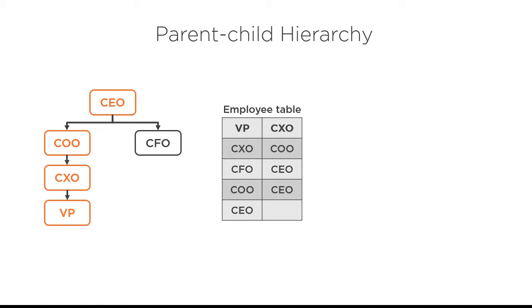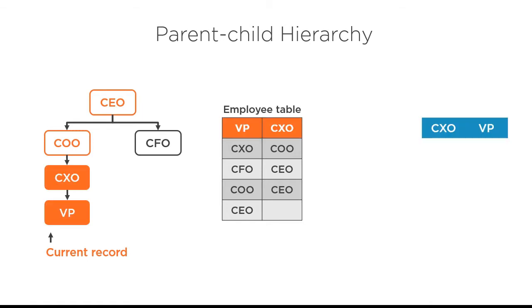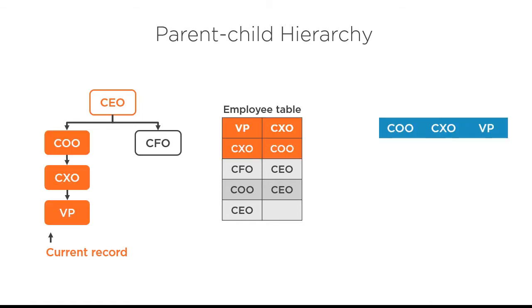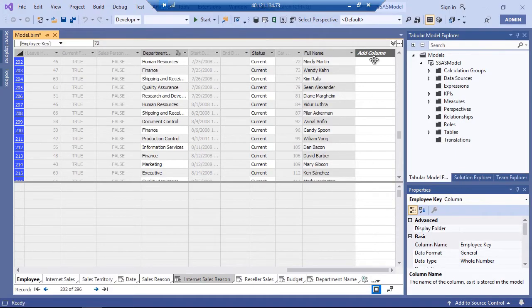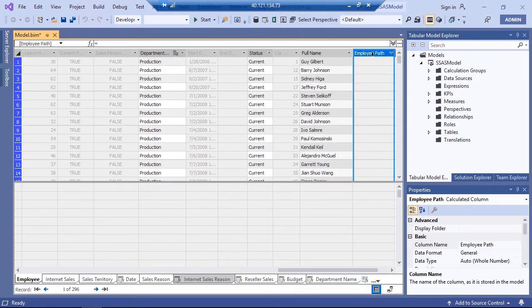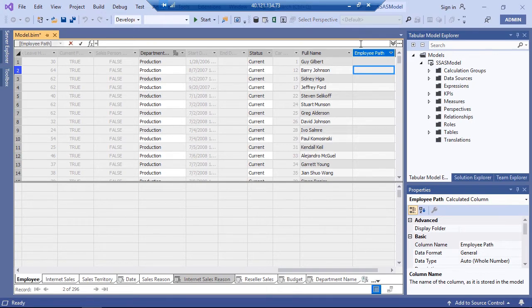We will use a DAX function that for any current record traces the path in the organization until it reaches the top level and builds a delimited string. With the help of this string, we will create calculated columns which serve as different hierarchy levels. In the employee table, we create a calculated column employee path which will store the organization path from the current row as a delimited string.